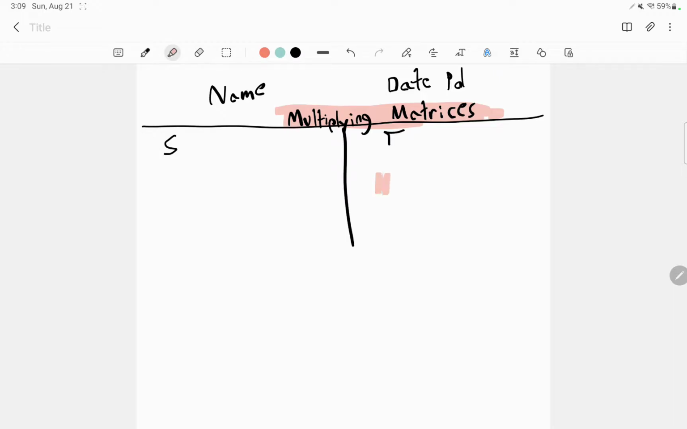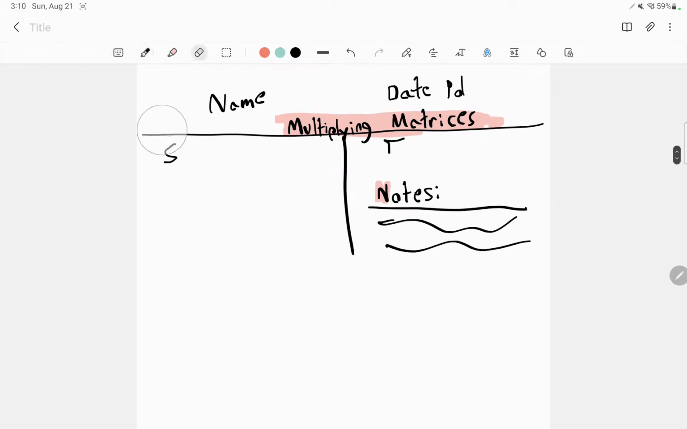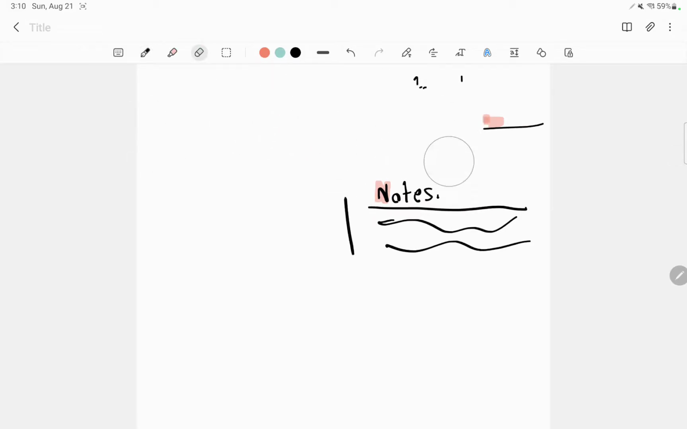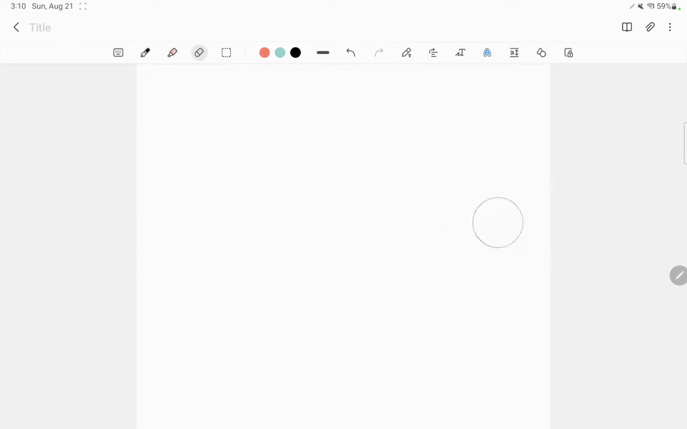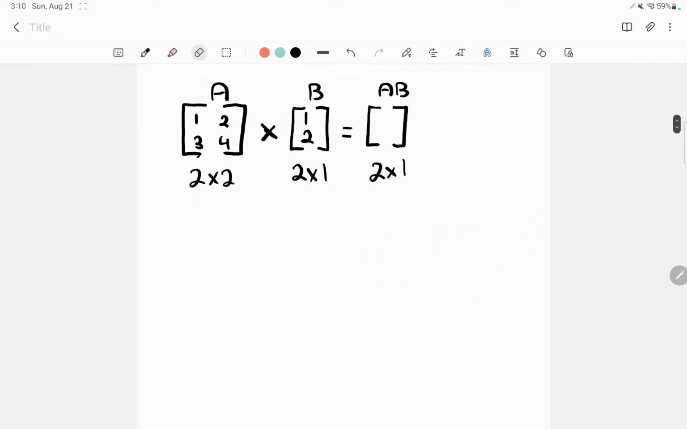For today, we're actually going to be doing notes. So go ahead and put notes over here, and that's where we're going to start. We're going to be writing a couple notes right below it. Whenever you multiply matrices, there's going to be a couple rules that you need to understand, and this video is going to try and cover it as fast as possible.